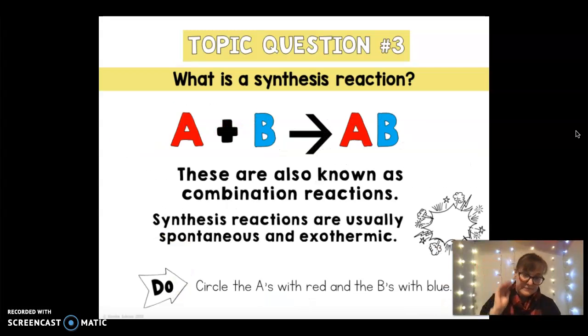So this is another way of writing it. In here, they're writing A and B because it could be any elements from the periodic table. So that would be your element symbols. You'd just have two of them separated by your plus sign, and then at the end, together. So combination reactions, they are usually spontaneous and exothermic.